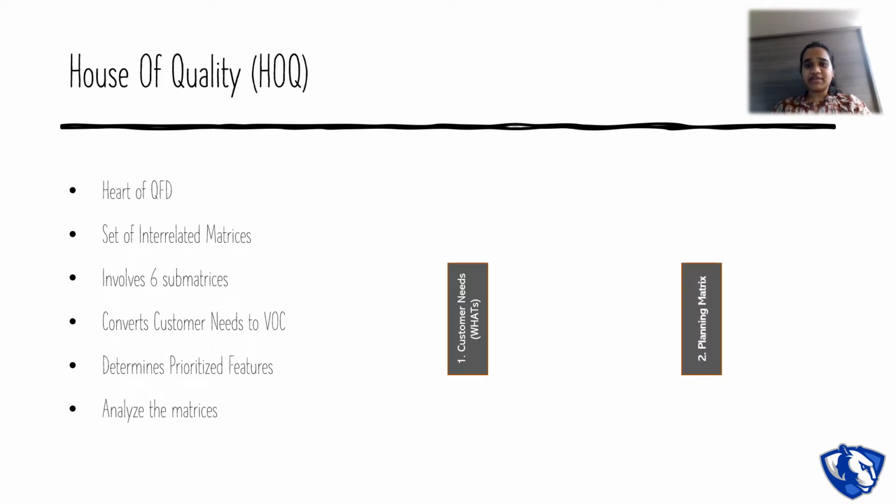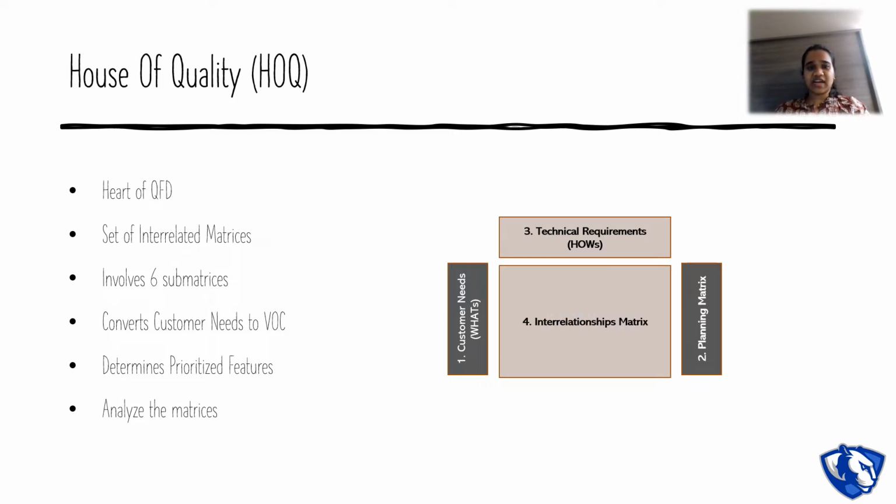The second step is planning matrix. Planning matrix is used to show how the customer requirements relate directly to the actions you can take to achieve requirements. And the third step is technical requirements. In this, we translate customer needs to technical requirements. It involves six submatrices. The fourth step is interrelation matrices. Interrelationship matrix is a display of relations between the elements within a package or between elements in two different packages. To say it converts customer needs to voice of customer.